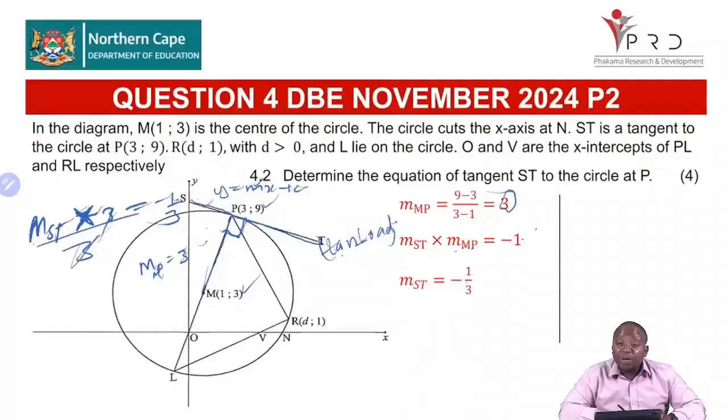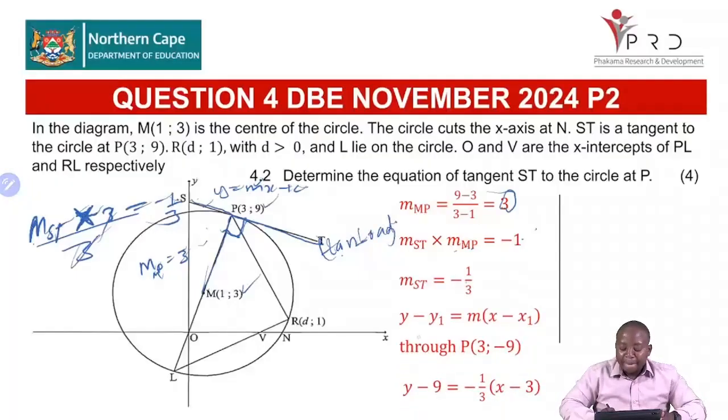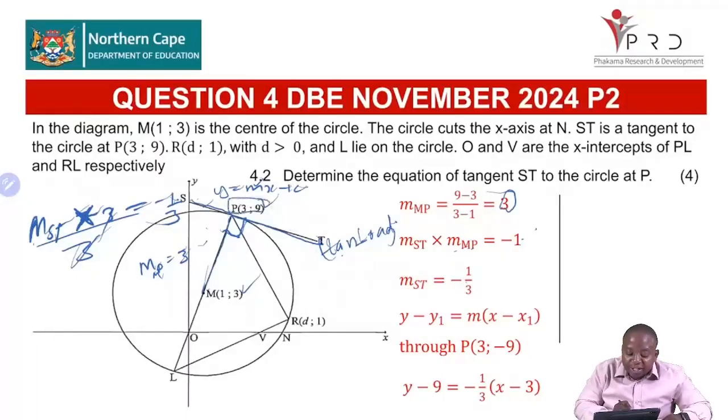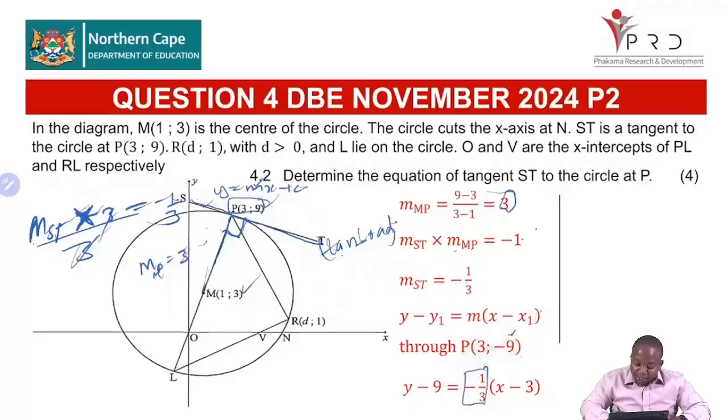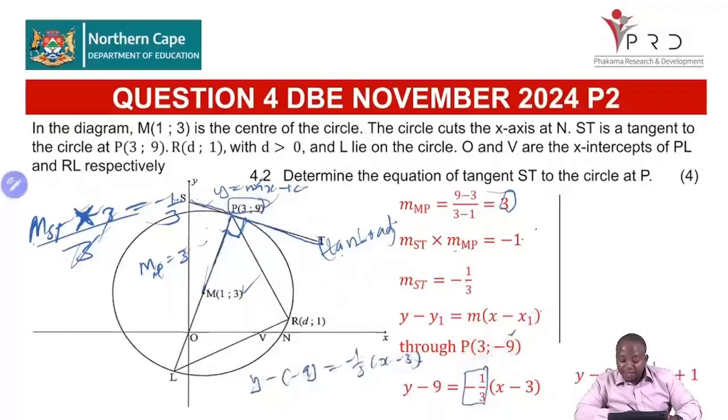Now to find the whole equation, or to find c, I'm going to say y minus y1 equals m into x minus x1. Then I'm going to substitute a point that is on ST. The only point that I have on ST is P, which is (3; 9). So I'm going to substitute 3 and 9 in the equation so that I can find my equation of a straight line. Remember, our m was -1/3. Then y minus 9 equals -1/3 into x minus 3 in this case.